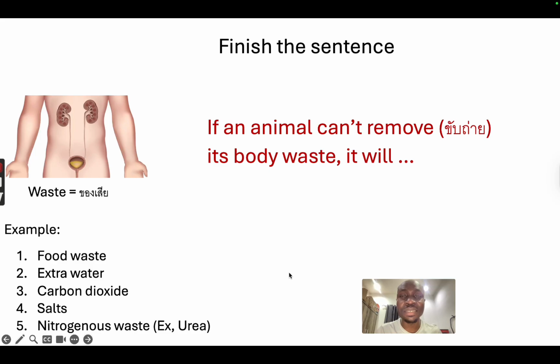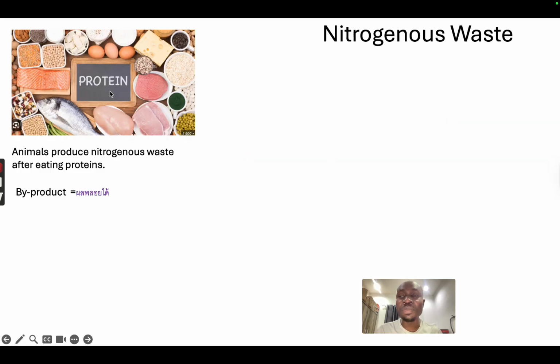So let's start. When animals eat proteins, they produce byproducts, nitrogenous waste byproducts, and animals have to remove this byproduct, this nitrogenous waste, from their cells. If they cannot do that, it can be dangerous for the cells.